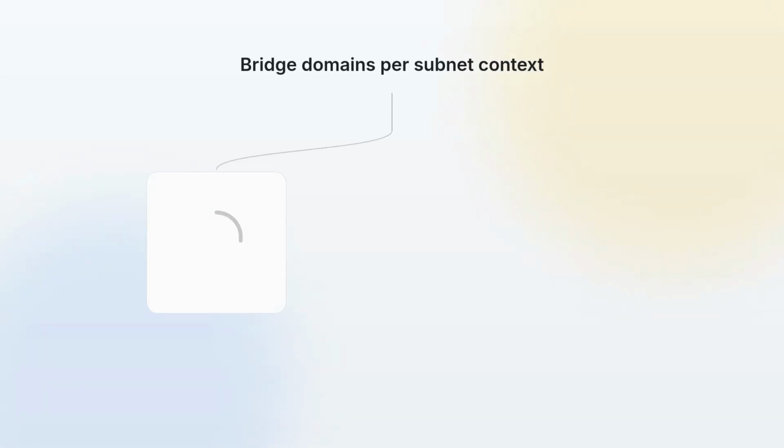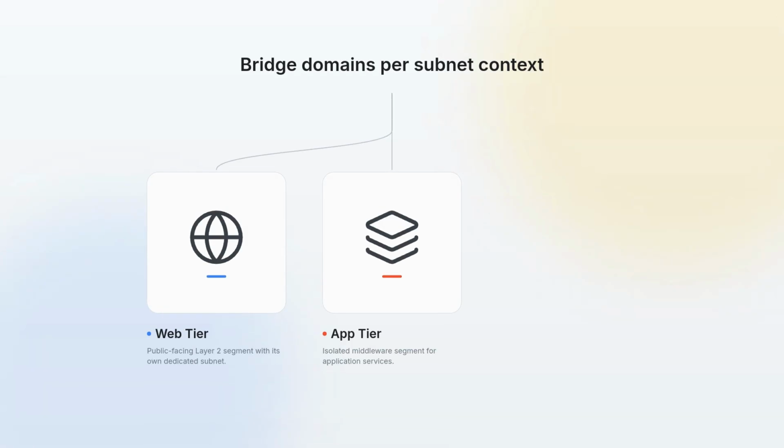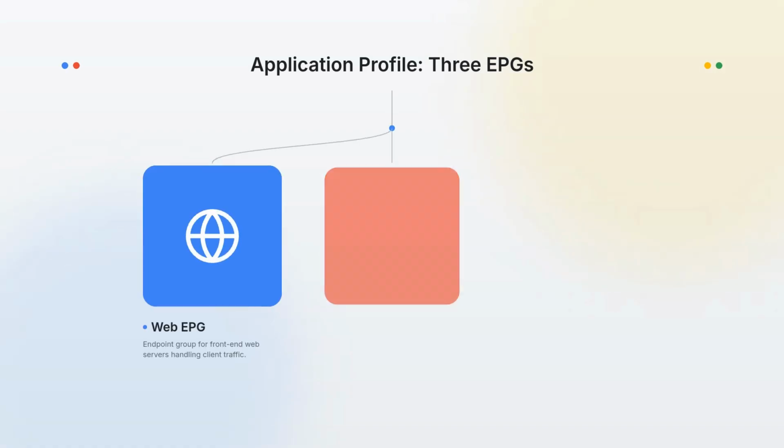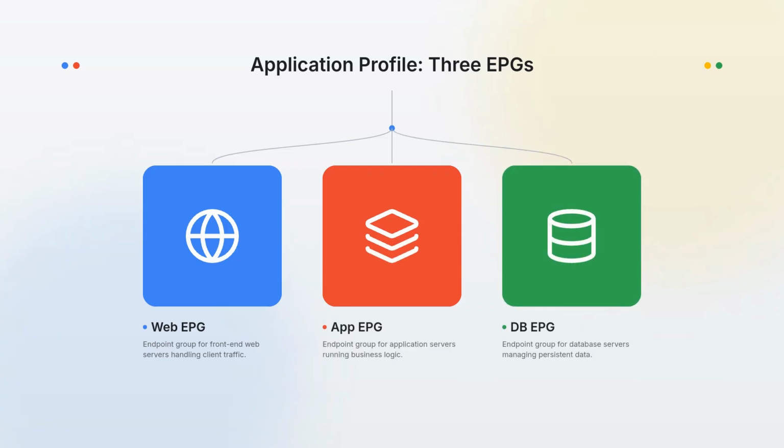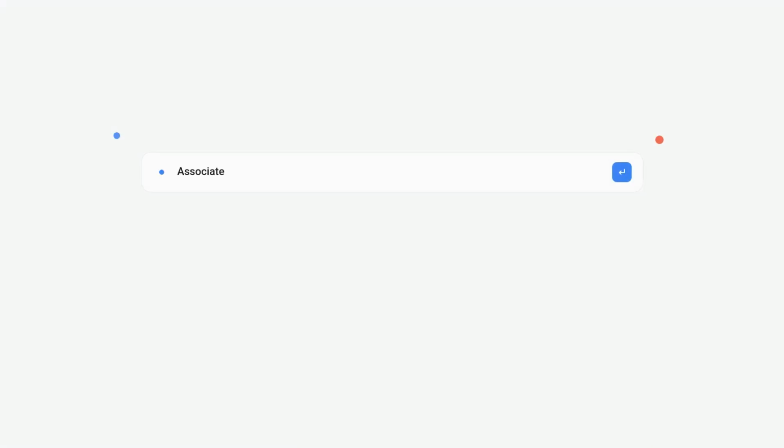Next, define bridge domains for the subnet context you need. In many designs, web, app, and database tiers each get their own layer 2 segment and subnet. Now create an application profile to organize the application-facing objects for this service. Within that application profile, create 3 EPGs, one for web servers, one for app servers, and one for database servers. Each EPG is then associated with the appropriate bridge domain so the endpoints have the right forwarding context.